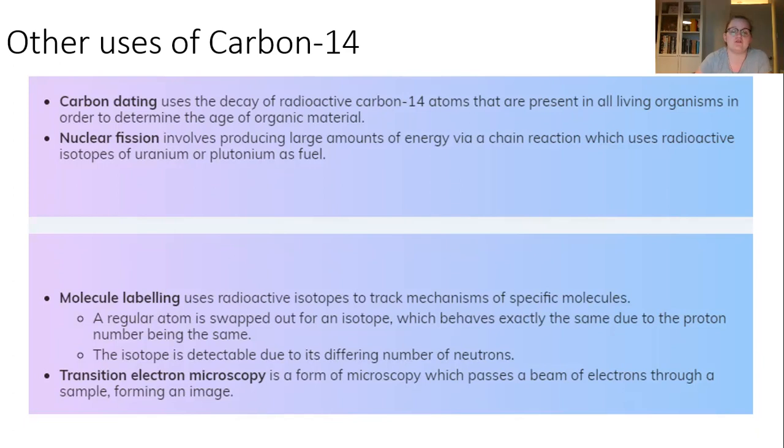We can also use it for transmission electron microscopy. This is a form of microscopy which passes a beam of electrons through a sample, forming an image. It's basically almost like a 3D image, so rather than usual microscopy, which would give you a flat image, we get more of a 3D image. We beam these electrons onto the sample and get a really nice, really clear image. That's something we'll look at a bit more in all three sciences, and it produces fantastic scientific images that are actually really beautiful as well.